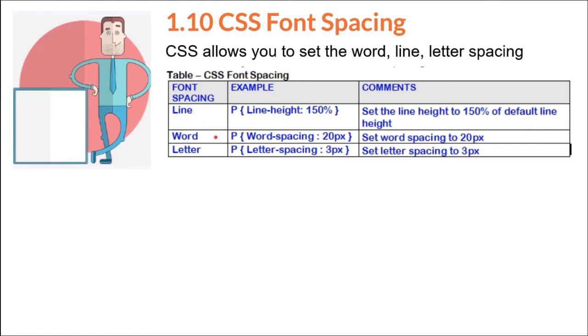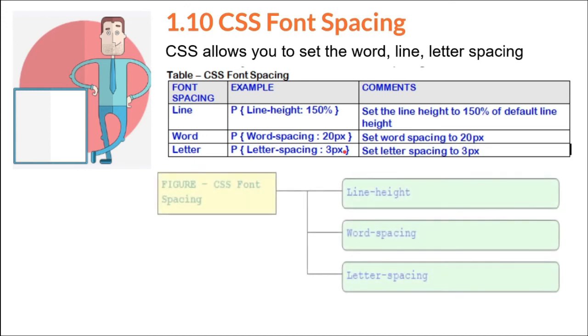For words, we can set the word spacing, the spacing between words in a paragraph. The word spacing will be 20 pixels. That will set 20 pixels between all of the words in your text. We can also do letter spacing. In your paragraph, set the letter spacing to be 3 pixels. That will insert 3 pixels between each letter of your text.